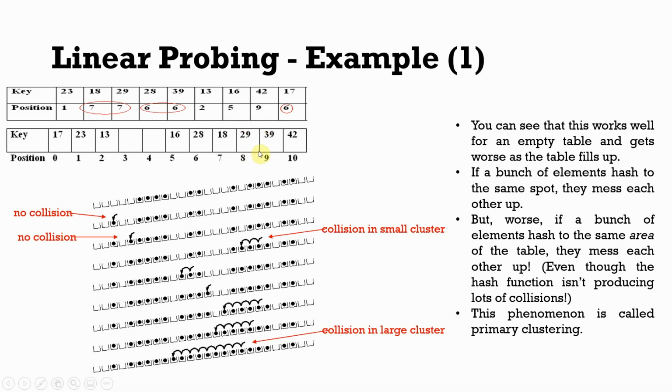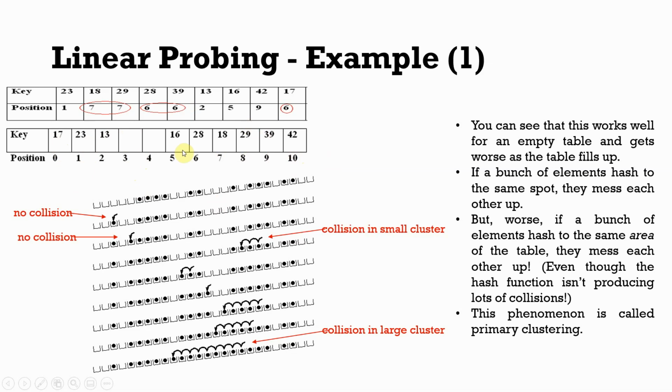So this is not 19, this is not 19, this is not 19, this is not 19, this is not 19. I get to an empty location, so I know that 19 doesn't exist in my list. Okay, so that's an unsuccessful search.